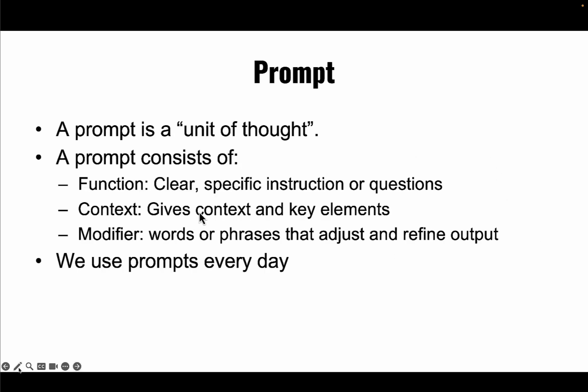So the main thing about ChatGPT and AI is you'll hear the word prompt. And really, a prompt is a unit of thought. We use prompts every day. It's how we question people and how we ask for things. And that's really what you use when you type in. I'll show you some examples in a second. But a prompt consists of a function, which is giving it a clear, specific instruction or question. A good prompt contains context and key elements, and it will also contain modifiers, like words or phrases that adjust or refine the output. And you'll see how I use them throughout.